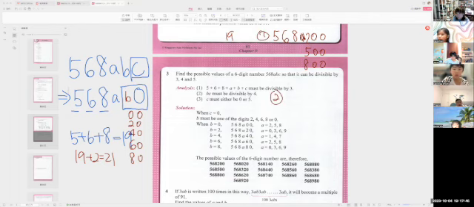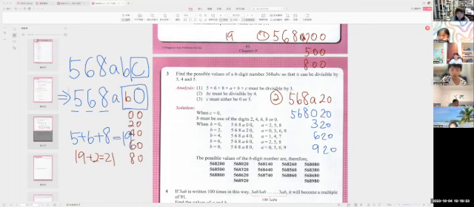The second one is when B equals 2. So it's 568A20. For this one, obviously they already fit for the numbers divisible by 4 and also by 5, so we just discuss A. So when this one is 21, because 5 plus 6 plus 8 plus 2 is 21, this is already divisible by 3. So A could equal 0, 3, 6, and 9. So it's having this set of numbers.